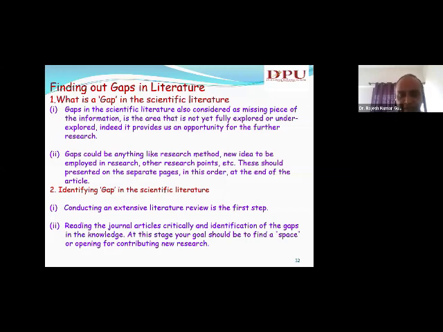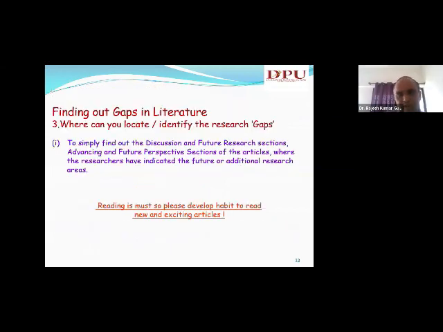Then we have to extensively read the papers and journal articles critically, and identify the gaps in the knowledge. At this stage, your goal should be to find a space or opening for contributing new research, and simultaneously you can develop your own ideas for further research in that particular area. In finding gaps in the literature, you have to locate where you can identify the research gap.